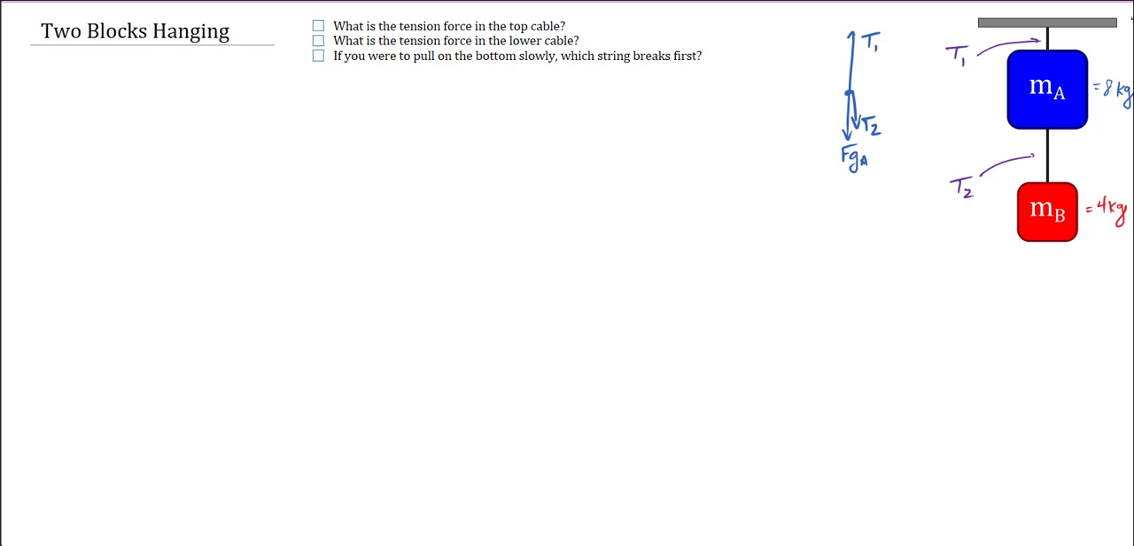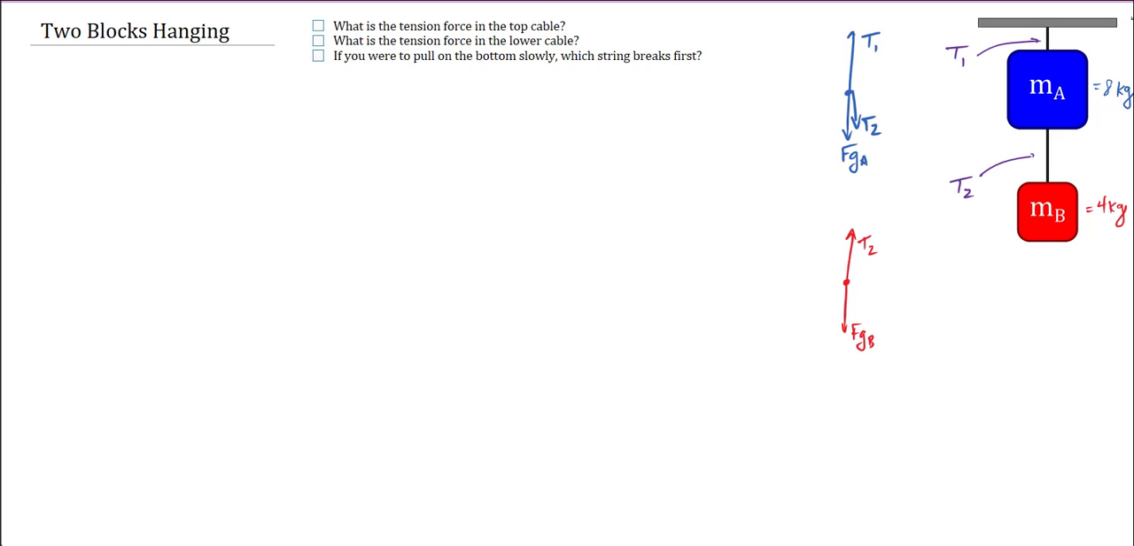For our red block, block B, we have gravity acting on it. And we also have the cable above it, which I call T2. That is pulling up. That's the way cables work. And that is it. The top cable is not acting on the bottom block. The only thing acting on the bottom block is the Earth through gravity and the cable that's attached to it, which we call T2.